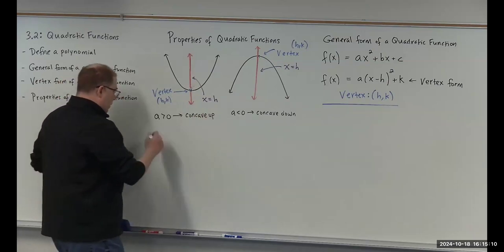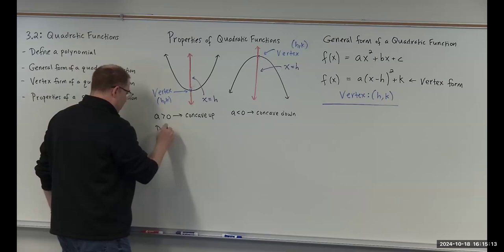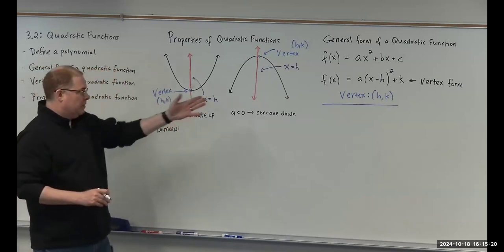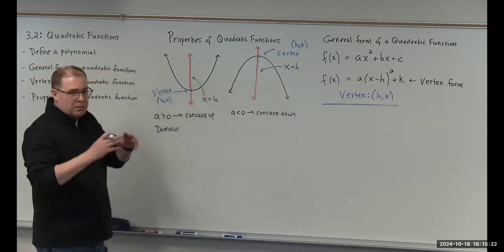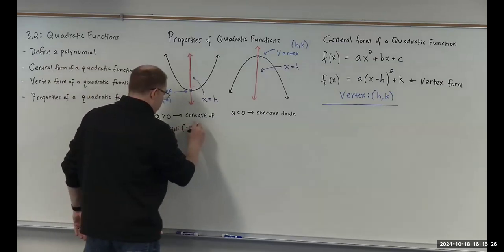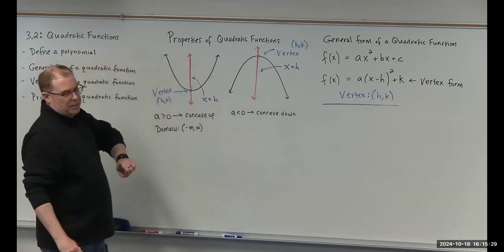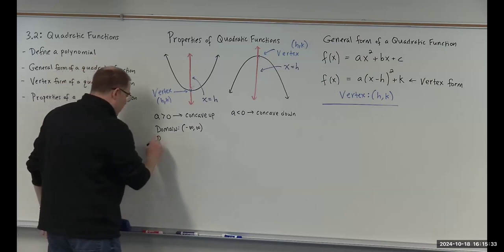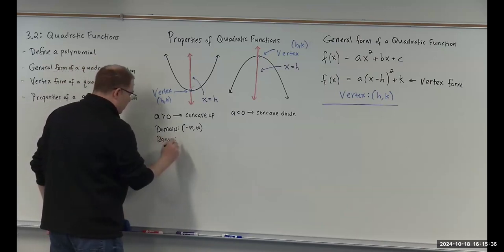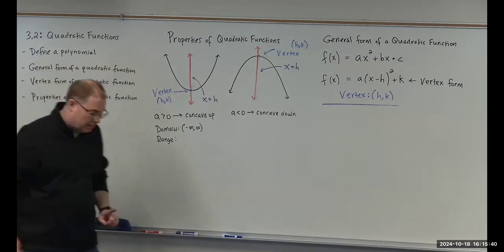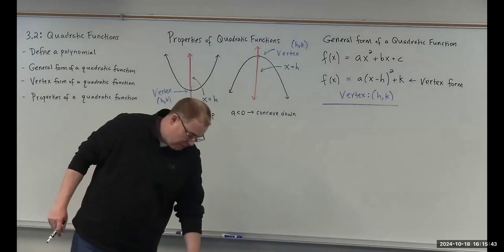All right, so the domain. Looking at this case first, remember what I mentioned earlier, these are polynomials. For polynomials, the domain is always all real numbers. No matter what x value you put in, you're going to get an output. The range is going to be determined by the vertex. It depends on where that vertex is.